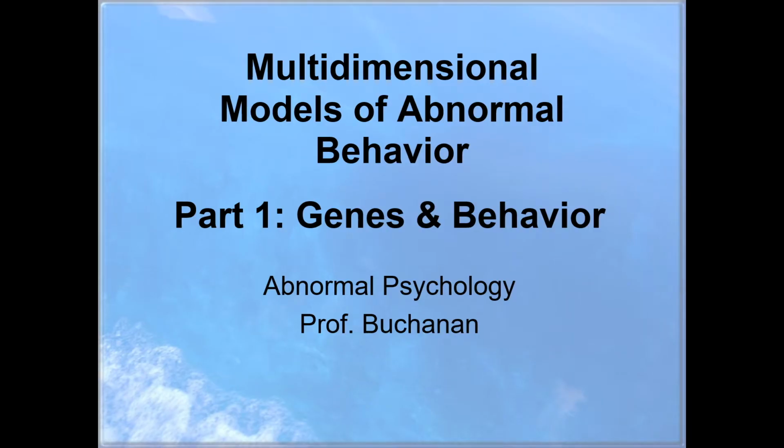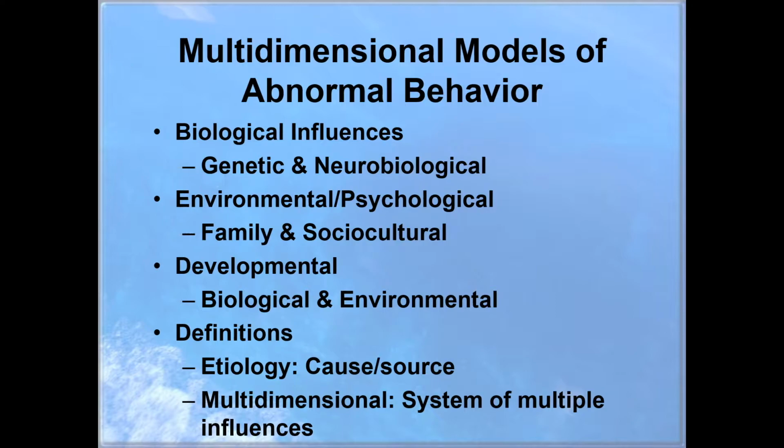Welcome to Multidimensional Models of Abnormal Behavior, Part 1, Genes and Behavior. Today we're going to go over some of the multidimensional models of abnormal behavior. In particular, we'll do a brief overview of genetic and neurobiological influences, familial and sociocultural influences, as well as biological and environmental factors that impact development and human behavior.